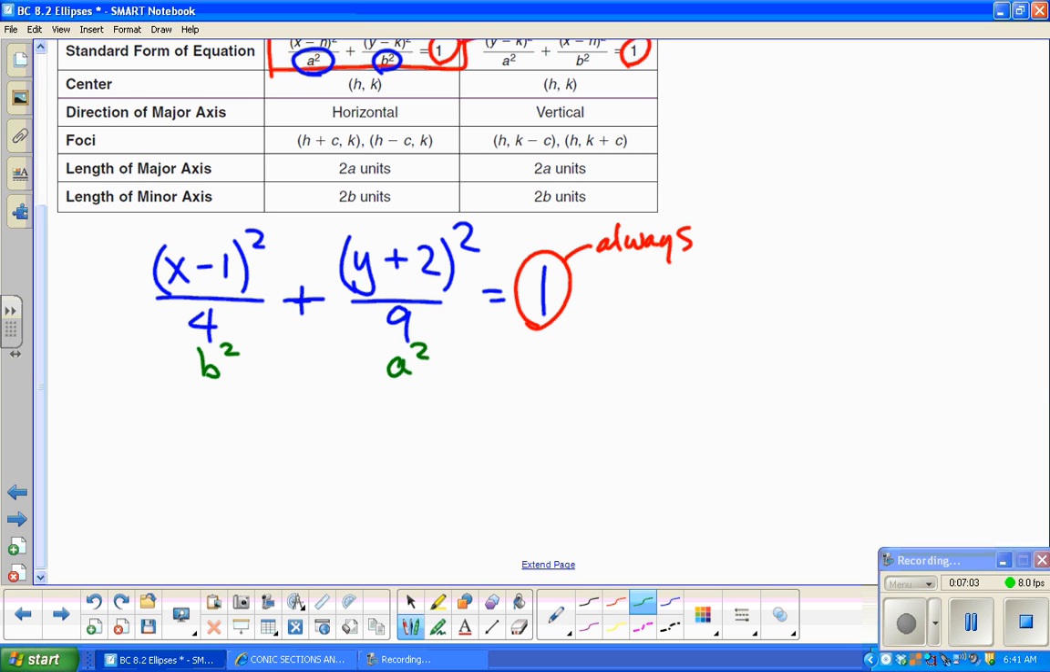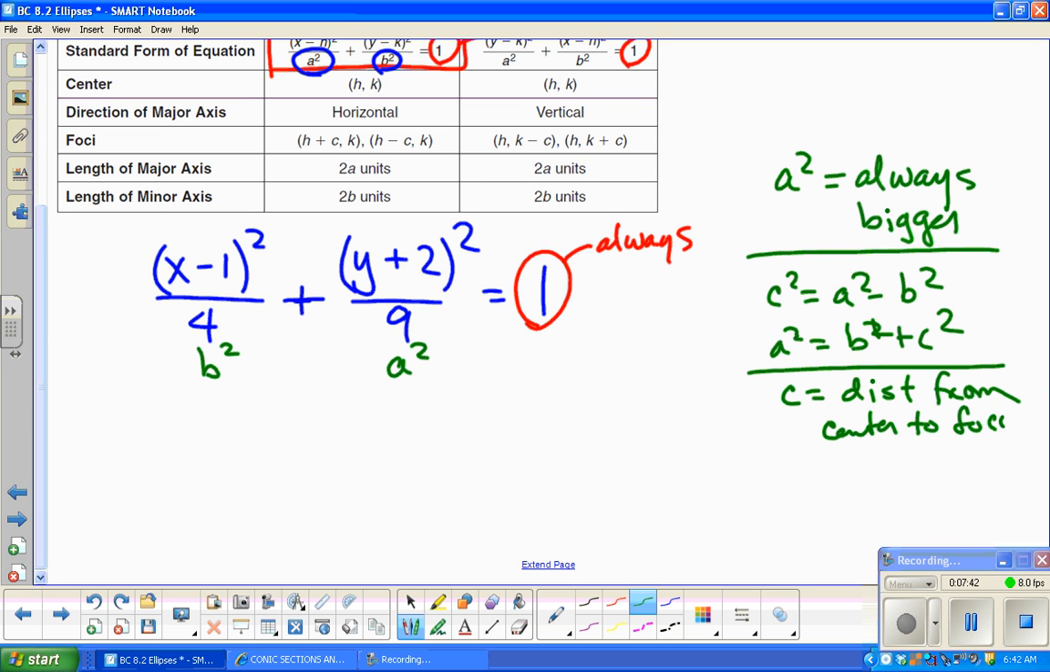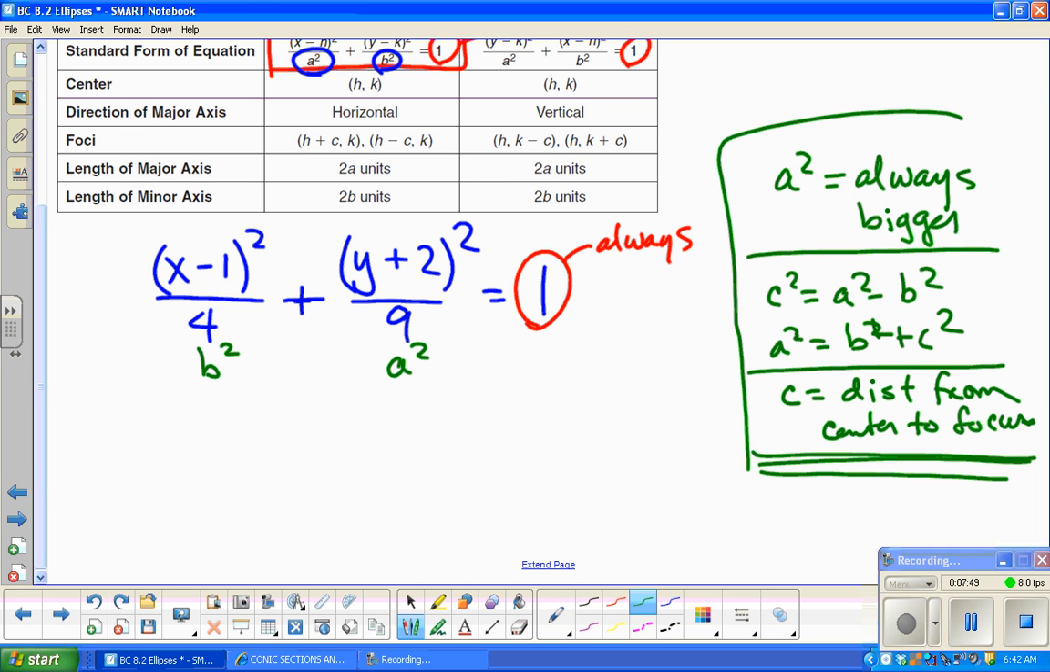The reason it's that way is because for an ellipse, the a squared is always the bigger one. And the reason is because of that equation that we just saw, that c squared equals a squared minus b squared, or if you prefer, a squared equals b squared plus c squared. And this c is going to be important. That's the distance, probably should call it little f, but I didn't, and the books don't, the distance from the center to a focus. We'll see that in a minute, but the reason that a squared is always bigger is because of that.